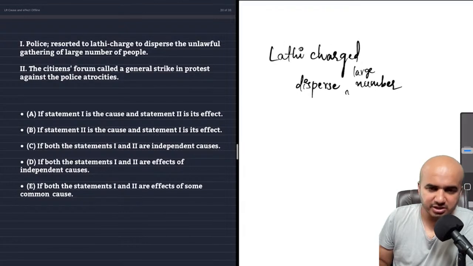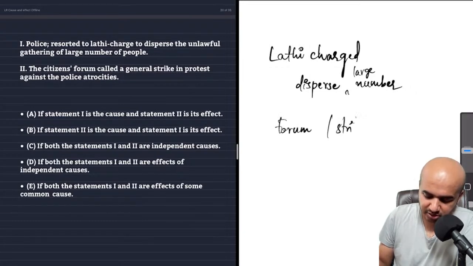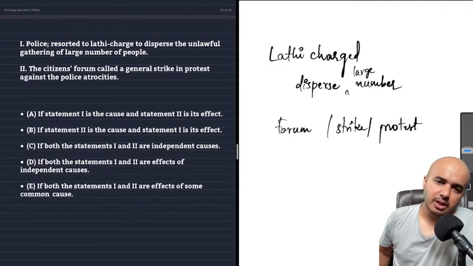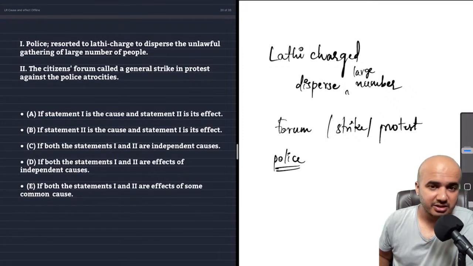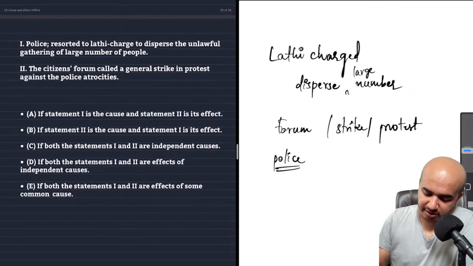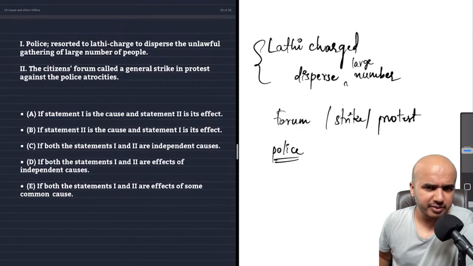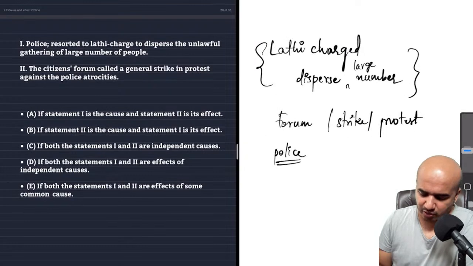They say some citizens forum called a general strike. Why did they call for strike? To protest against the police atrocities. Obviously there is some connection, because in both the cases the police department is involved and there is some level of atrocity as well. In the first statement they very clearly say that the police resorted to lathi charge to disperse a large number of people.